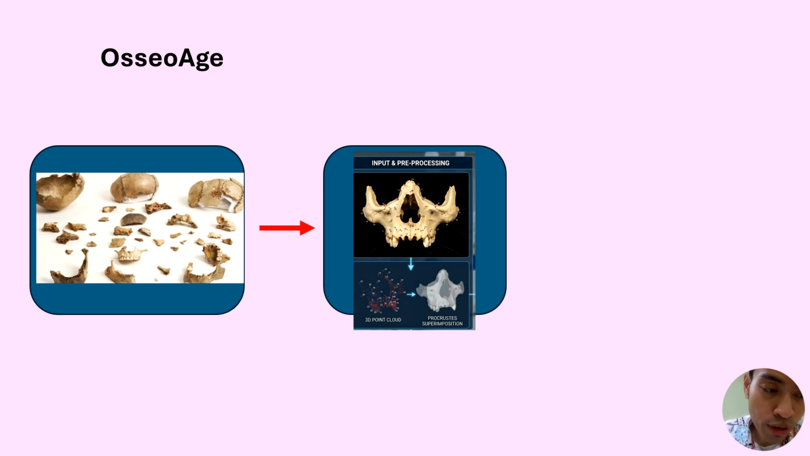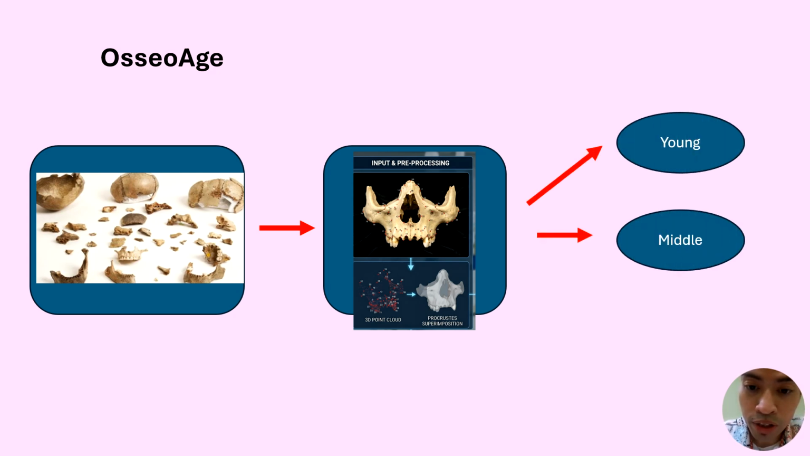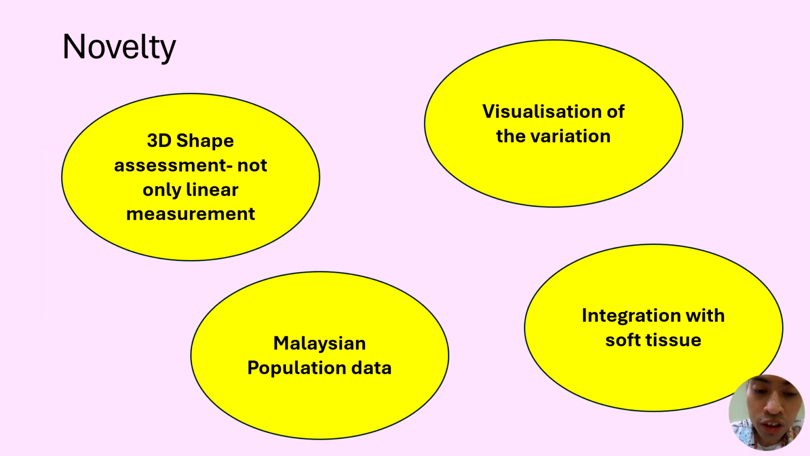So this is the general overview. With this software, we input the bone images into the software, and then we could classify what age group the bone belongs to. The novelty of this software lies in its ability to capture and preserve the 3D shape of the bone, and then we can do the assessment based on that.